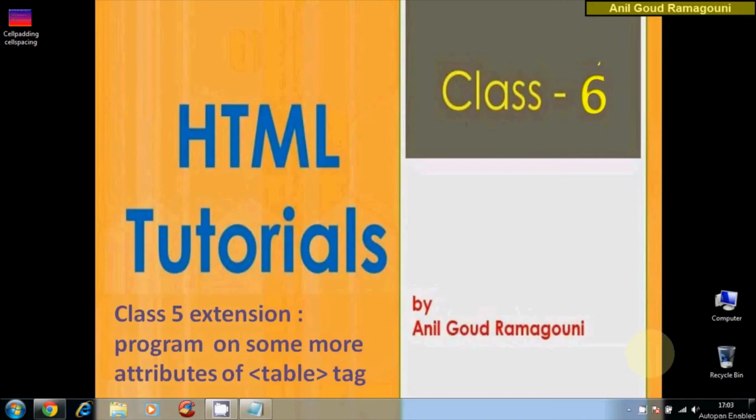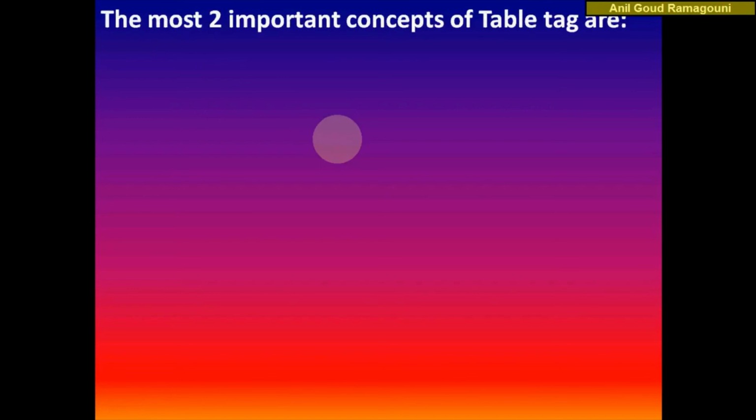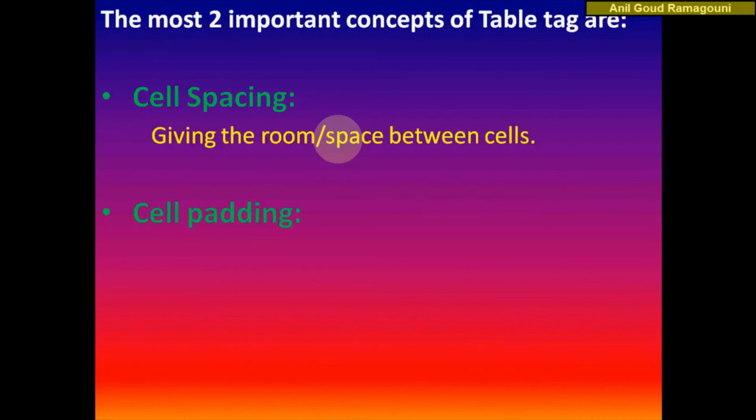What are the most important attributes of table tag? That we will be going with our deck that we have created. The two most important concepts of table tag are, first one is cell spacing, second one is cell padding. What actually is cell spacing? Cell spacing is nothing but providing some room or space between cells.